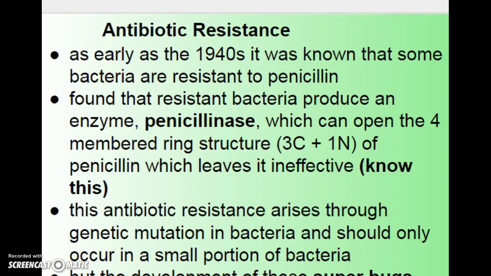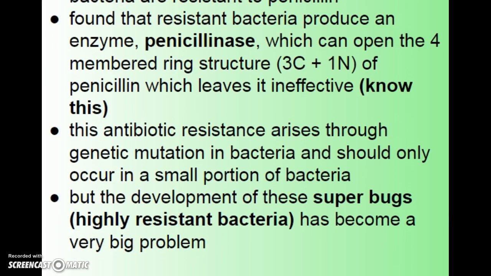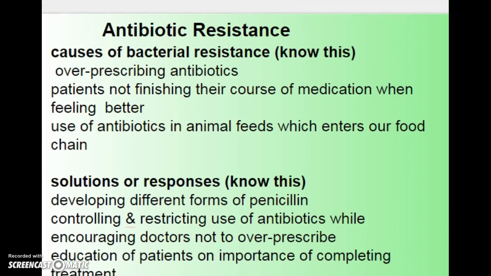One of the issues we've come up with, though, is that because antibiotics became plentiful and fairly inexpensive, some bacteria are going to be resistant to the penicillin. And it's because some bacteria produce an enzyme called penicillinase, which can open the four-membered ring structure. There's a 3-carbon and a nitrogen, and that leaves the penicillin ineffective. And when more and more of those bacteria resist the antibiotic and reproduce, you come up with these super bugs that are resistant to any antibiotics we have, and it's become a fairly big problem in the last 20 years.